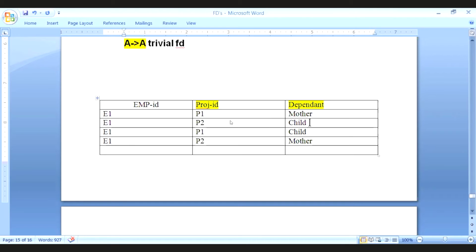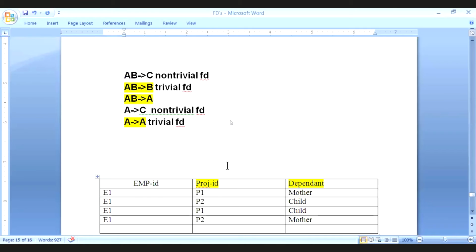But when they are not there, mother, child, this attribute is not there. Only two attributes are there, EMPID and project ID. Then what is the question of repetition? I will simply write E1, P1, E1, P2, E2, P1, E2, P3. This way I will go on writing. The question arises only when mother is dependent, then the project P1 is carried out. These questions don't arise when there are only two attributes.